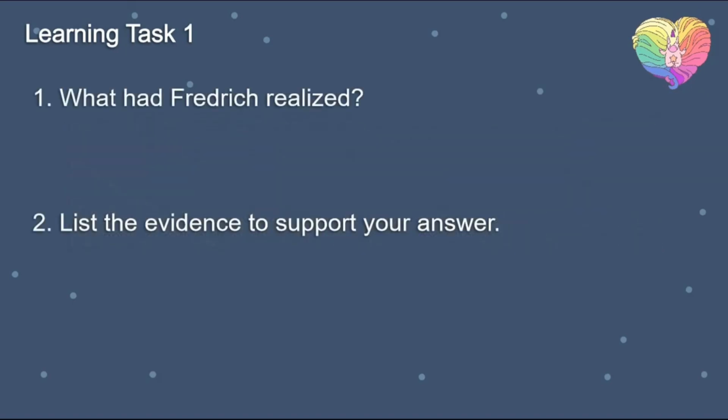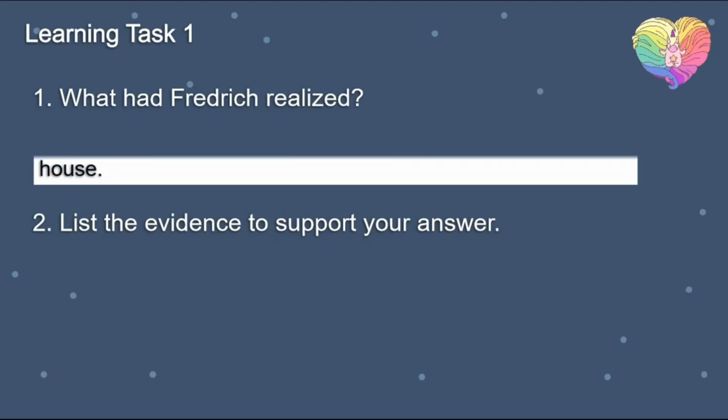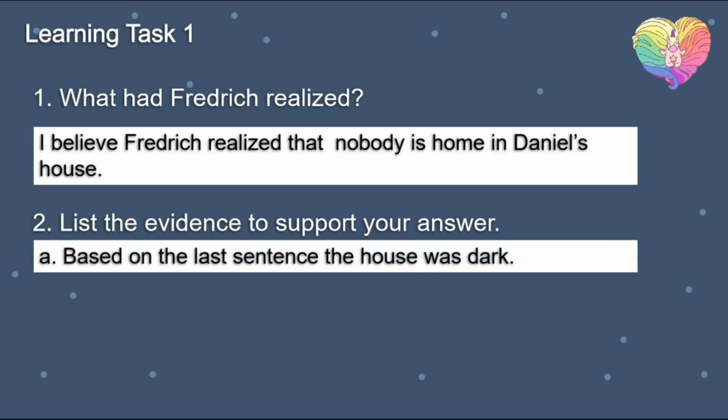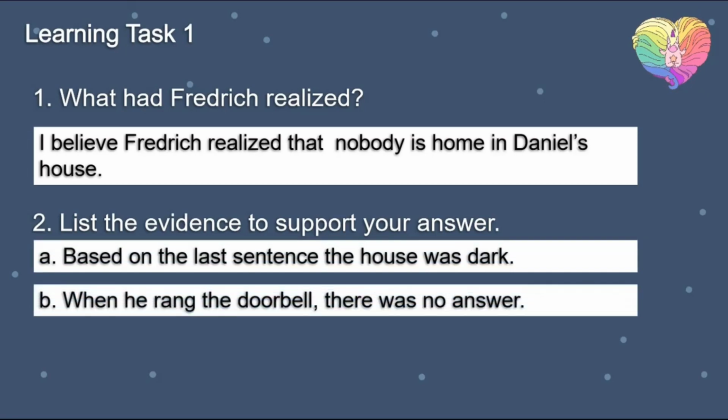So question number 1. What had Frederick realized? In my opinion, I believe Frederick realized that nobody is home in Daniel's house. What's the evidence to support your answer? Based on the last sentence, the house was dark. Another evidence, when he rang the doorbell, there was no answer.